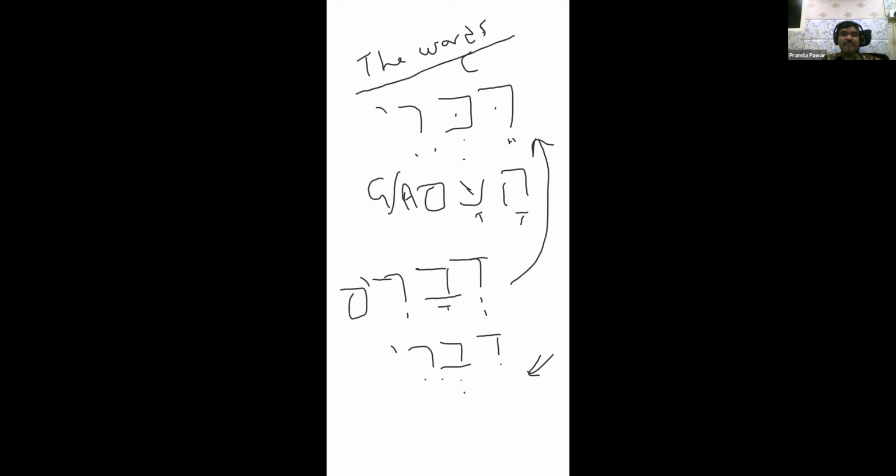And this change you will find in many of the cases from now on. Whenever there are two Shivas in the beginning, the first Shiva turns to Hirek, because two Shivas cannot form a syllable. Therefore, the first Shiva is heightened to Hirek. Very good.